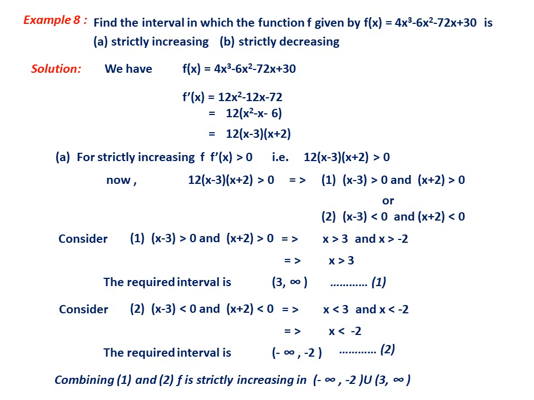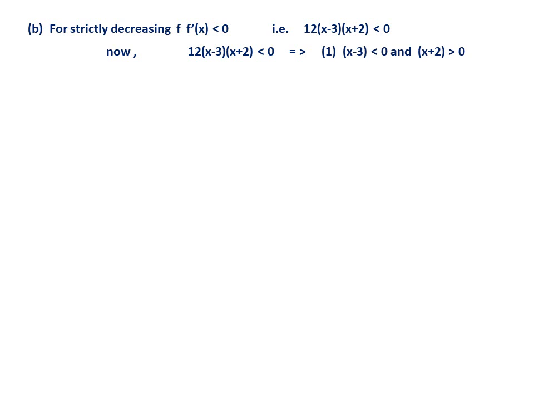Now one more thing we have to do, strictly decreasing, which interval? Let us proceed. For strictly decreasing, f dash x must be negative. That means 12 into x minus 3 into x plus 2 should be negative. This implies either x minus 3 should be negative and x plus 2 should be positive, because 12 is already positive. Product is negative means one should be negative, another should be positive. Or the second one is x minus 3 should be positive and x plus 2 should be negative. Here also same thing, we have to solve them.